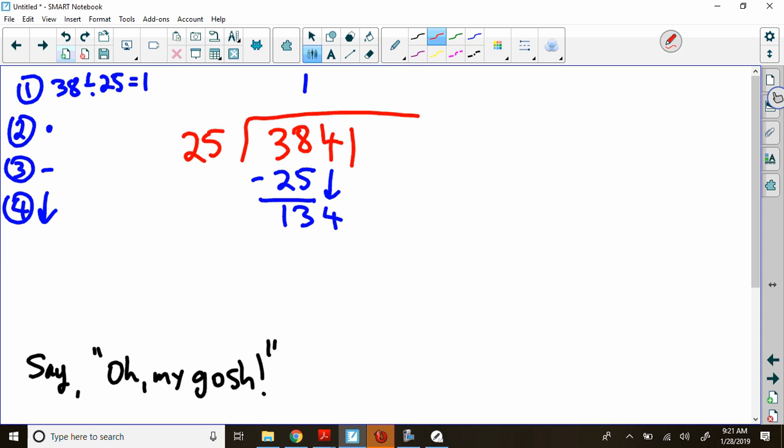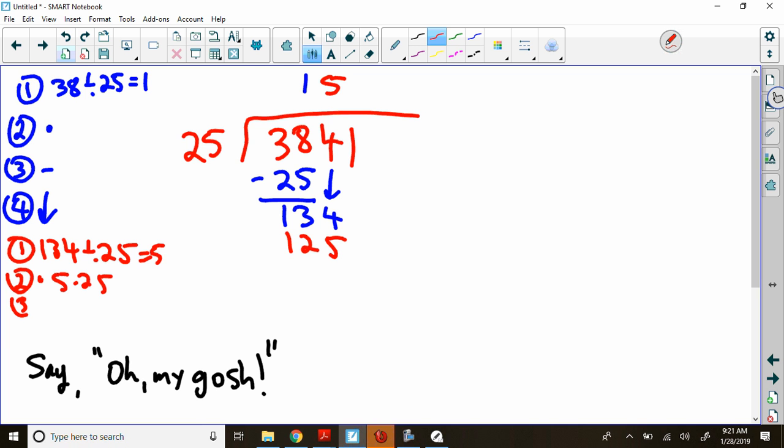So the next time we're going to have 134 divided by 25. 25 times 4 we know is 100, times 5 is 125. I think that's the best we could do. So that's going to be a 5. And then we got to multiply. 5 times 25, right? So that's 125. And then we subtract. And then we get, what do we get? We get 9. And then we bring down the 1.